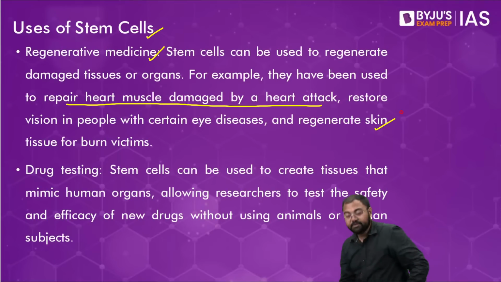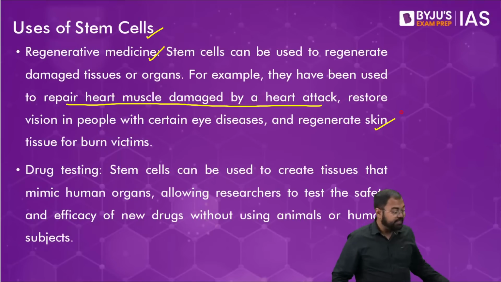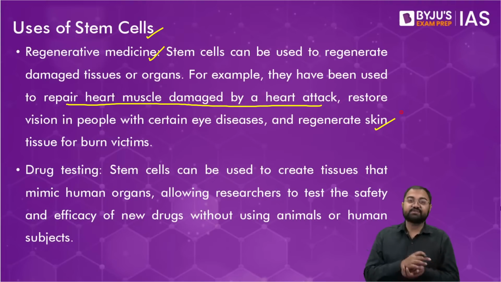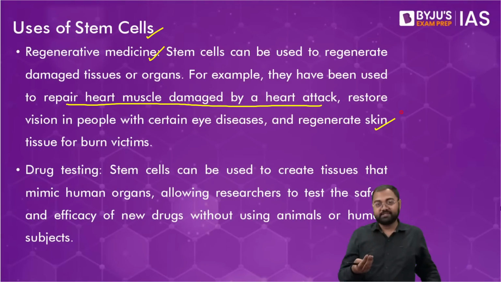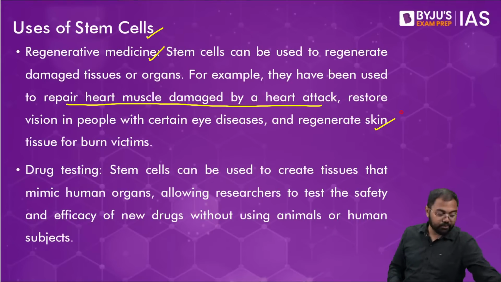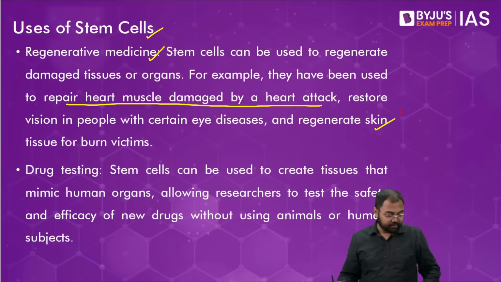Why exactly do we see that? Because we know that stem cells can grow into new cells. So whatever damaged skin cells or damaged heart muscles we have, we will try to replace them with stem cells, and instead of the damaged cell, the stem cell will now grow into a normal cell. So that is basically what we'll see with regards to regenerative medicine.